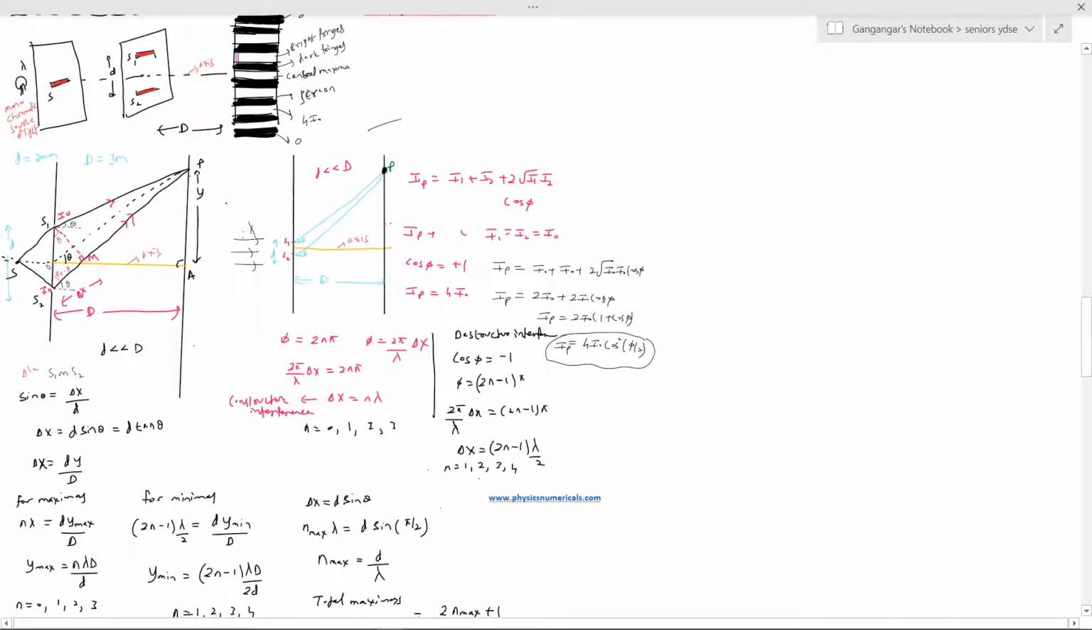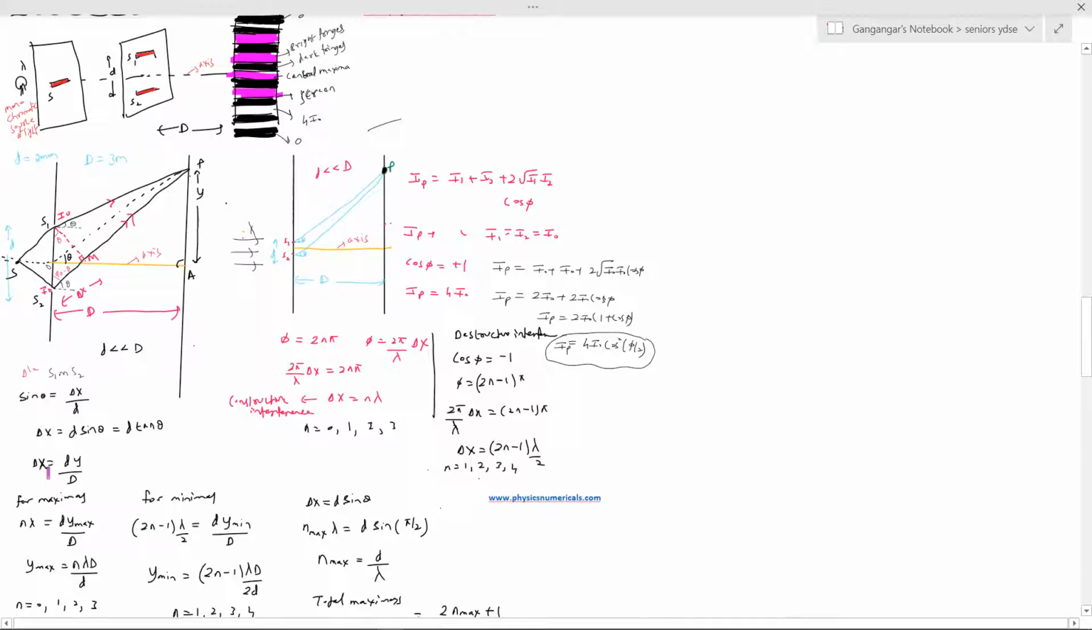So what are maxima? The white color is a maxima. I'm highlighting it by pink here. These are the maximas. And what about the minimas? The dark bands are minimas. How to locate the position of maximas and minimas?